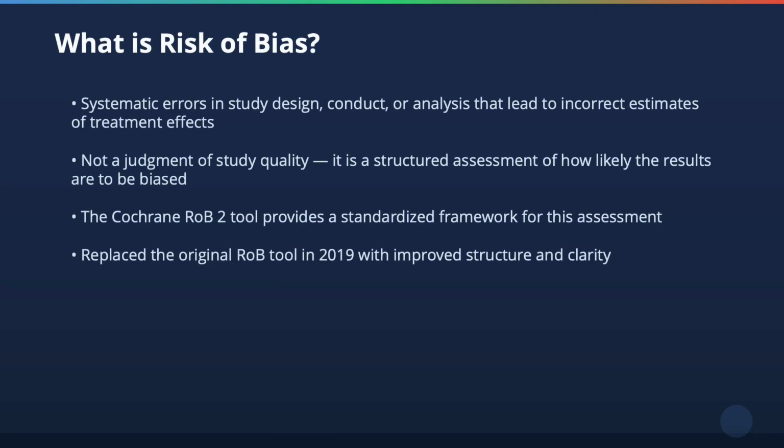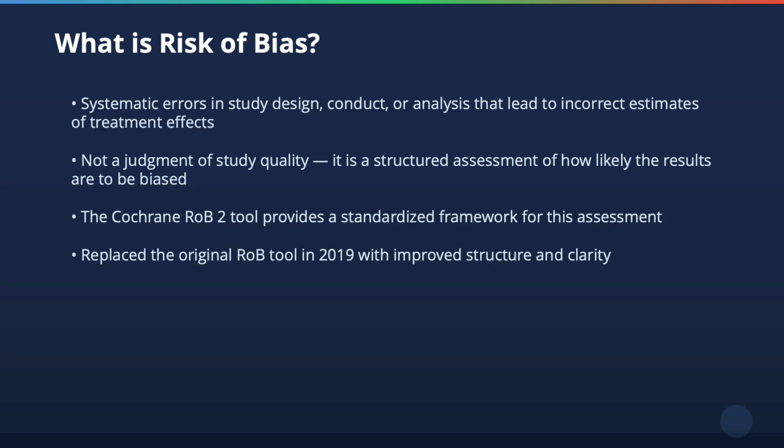So let us start with the basics. What exactly is risk of bias? Risk of bias refers to systematic errors in the design, conduct, or analysis of a study that can lead to incorrect estimates of the treatment effect. Notice I said systematic errors, not random errors. Random errors affect the precision of your estimate, meaning your confidence interval gets wider. But systematic errors affect accuracy. They push the results in one direction, either overestimating or underestimating the true effect of the intervention.